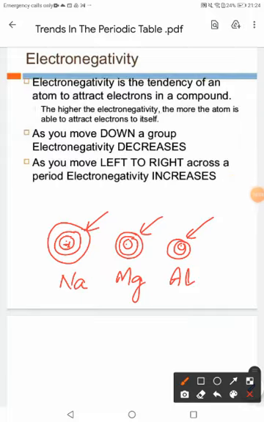So in case of sodium, sodium will attract the electron less than magnesium. Magnesium will attract the electron less than aluminum, because due to decrease in size, the tendency to attract the electron keeps on increasing. Electron is attracted by the proton which is present in the center, and electron is to be added in the valence shell. So as the distance between the proton and the valence shell decreases, the tendency to attract the electron increases. So what we have seen, electronegativity along a row increases as we move from left to right.